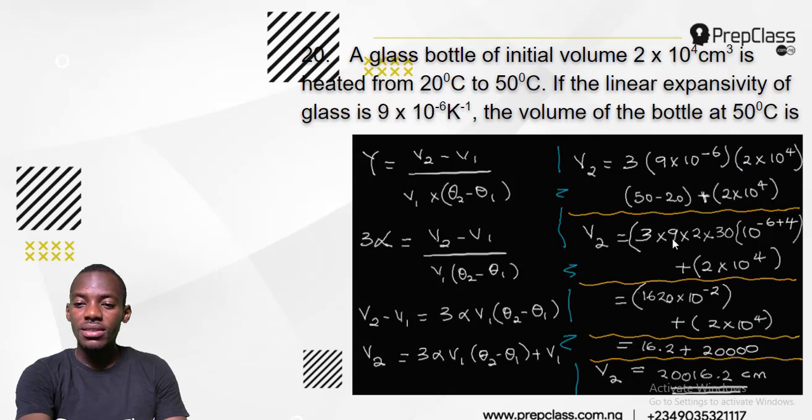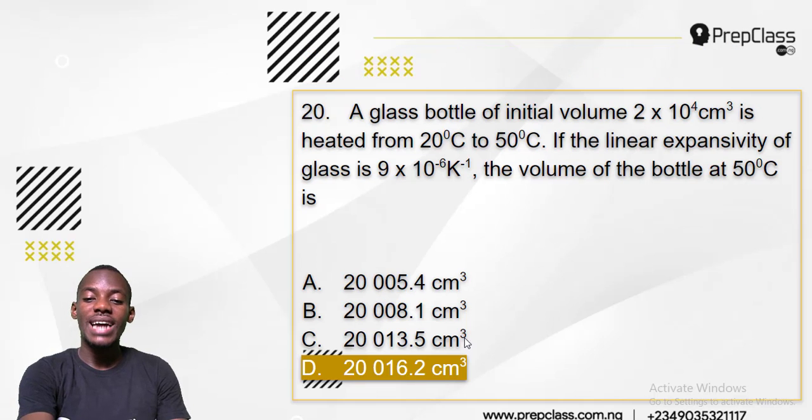Okay. And that gave me, if I multiply the ordinary numbers, I'll get 1620 times 10 to the power minus 6 plus 4, which is 10 to the power minus 2, plus 2 times 10 to the power 4. Then break it down into decimal. This times this will give you 16.2. Then 2 times 10 to the power 4 will give you 20,000. Then if you add them, you'll be getting 20,016.2 centimeter, and that is the answer, making option D the correct answer.